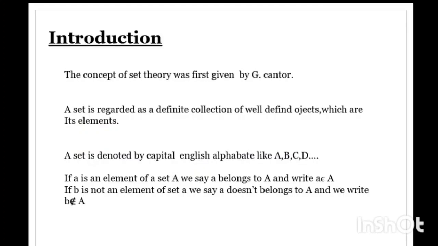A set is generally denoted by capital English alphabets like A, B, C, D and others. If a is an element of a set A, we say that a belongs to A and we write a ∈ A. This sign refers to the belongs to sign. अर्थात जदि गोटे सेट रे गोटे एलिमेंट जाउची, in that case we say that here a belongs to A. और जदि गोटे एलिमेंट टा उक्त सेट रे जाउनी, we write b ∉ A, b does not belong to A.